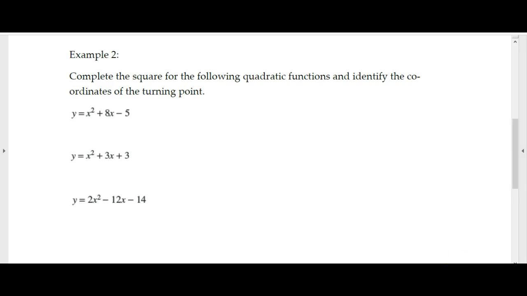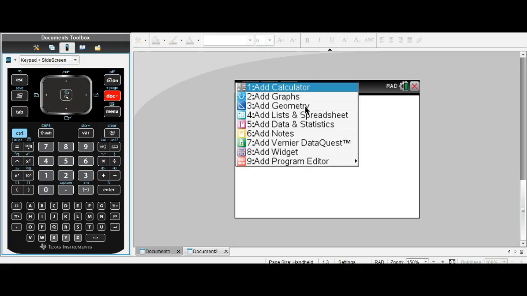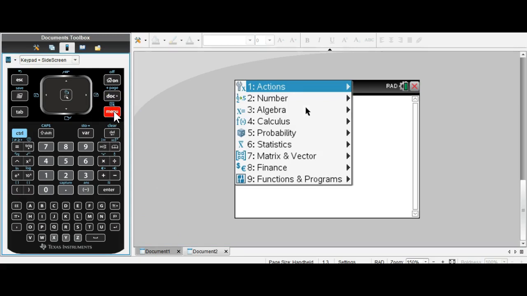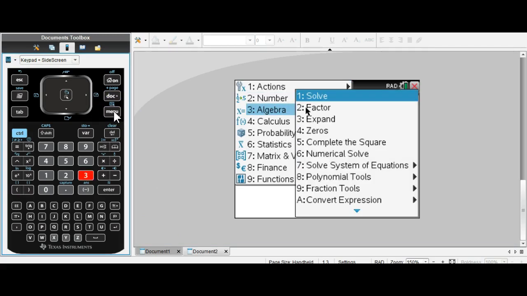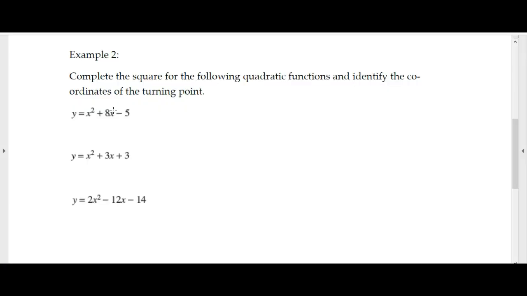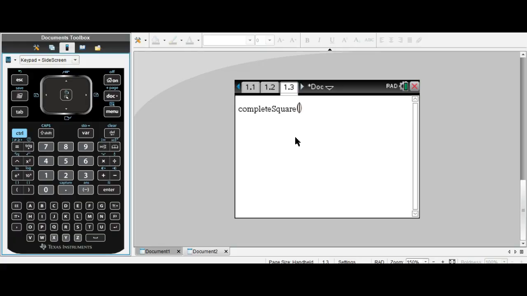Moving on to the second part of our lesson today, we are going to use our CAS calculator to complete the square and identify the coordinates of the turning point. So let's go back to our calculators. This time we need to open up a calculator page. Then we're going to select menu, followed by algebra, which is number 3, followed by complete the square, which is number 5. The first question we're looking at is x squared plus 8x minus 5. So let's enter that in our CAS calculator.